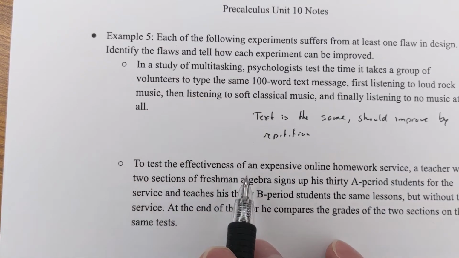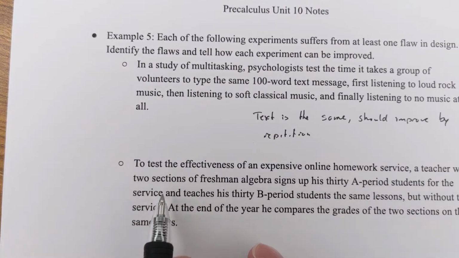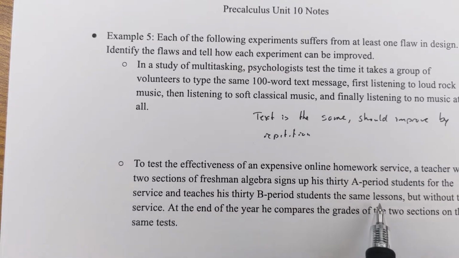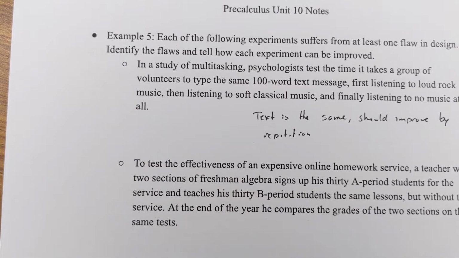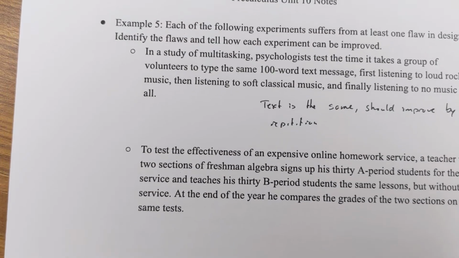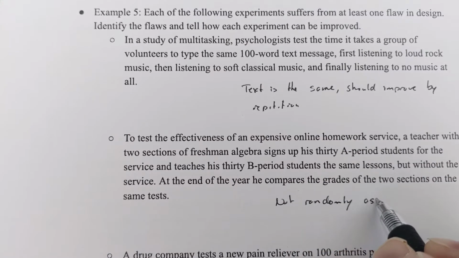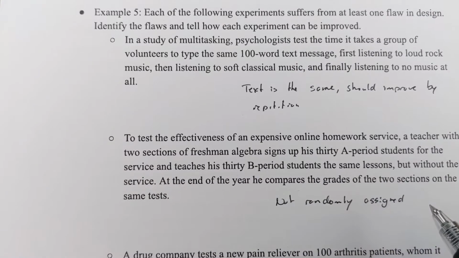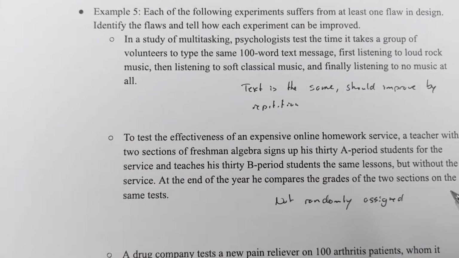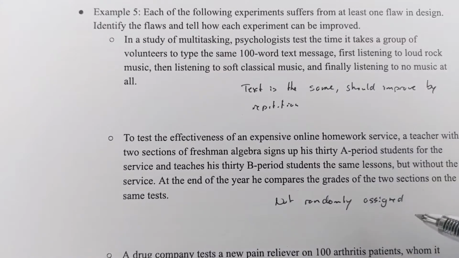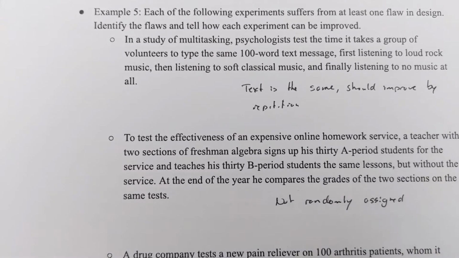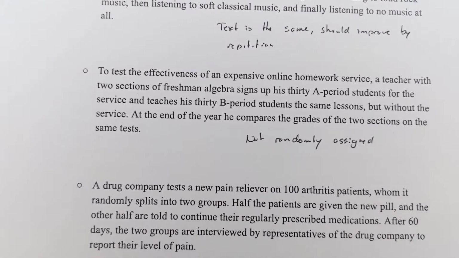Okay, to test the effectiveness of an expensive online homework service, a teacher with 2 sections of freshman algebra assigns his 30 A period students for the service and teaches 30 B period students the same lessons but without the service. At the end of the year, he compares the grades. So you're not randomly assigned. So that's the issue here. Maybe one class is opposite an elective or something like that, so the students are selecting into those sections not on a random reason, or one's morning, one's afternoon, so you're more likely to pay attention to one versus the other.